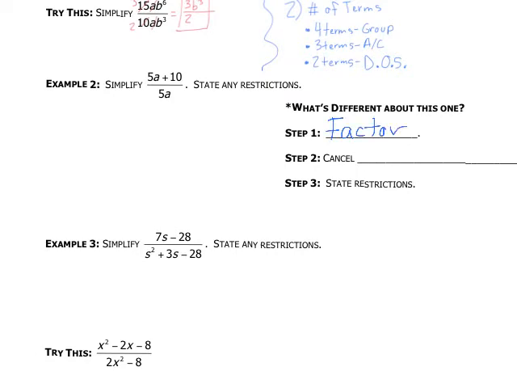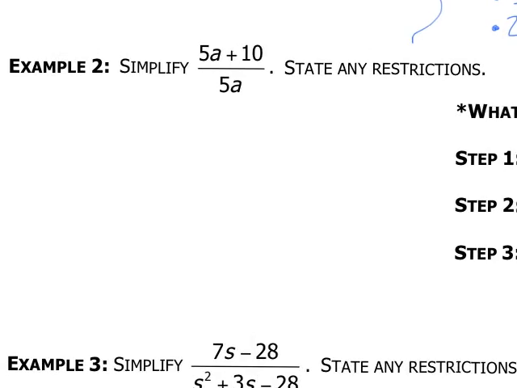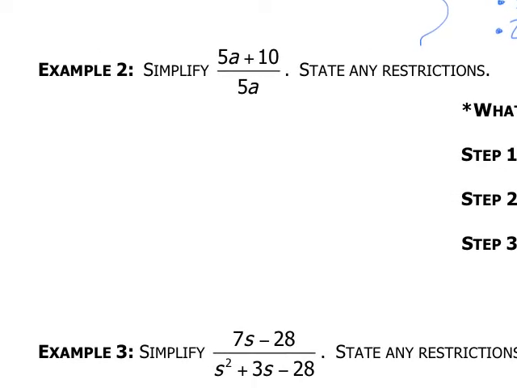So step one is always going to be factor the top and factor the bottom. If I factor the top and factor the bottom, then I'll be able to know what I'm really looking at, and it'll break it up into separate pieces that then I can try to cancel.